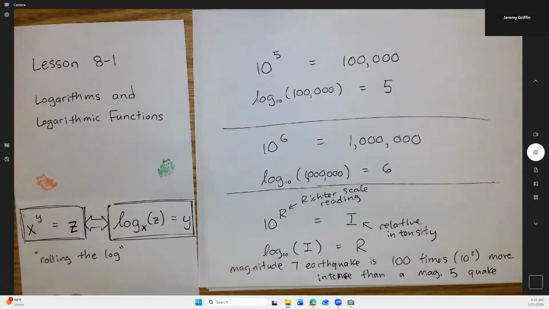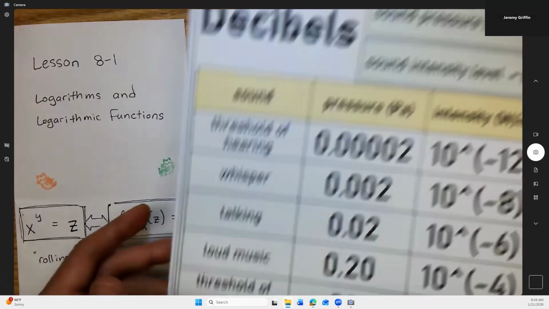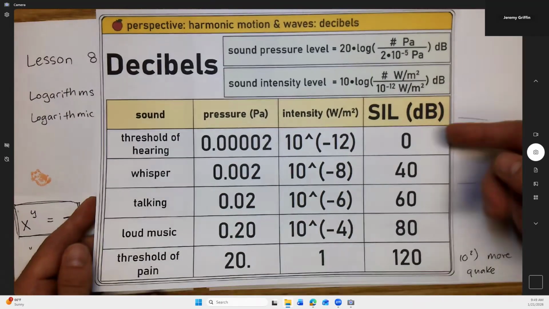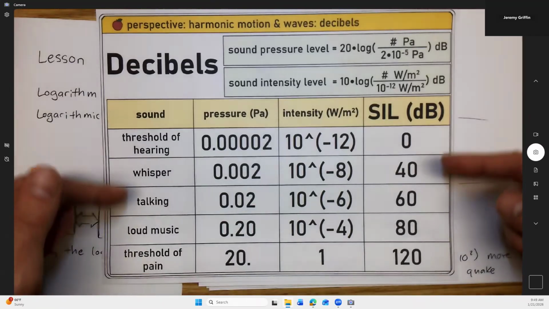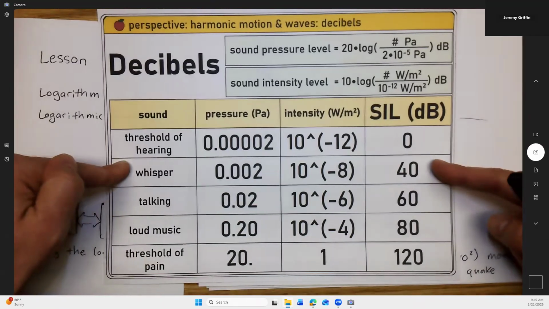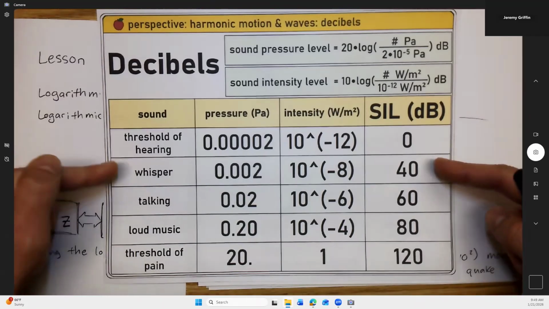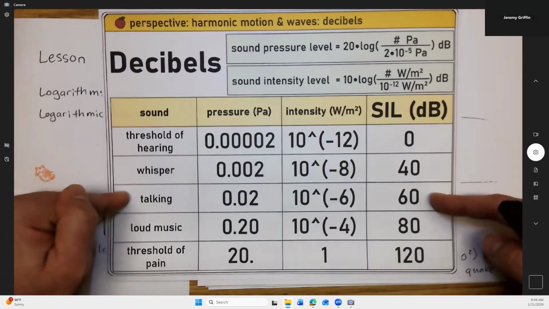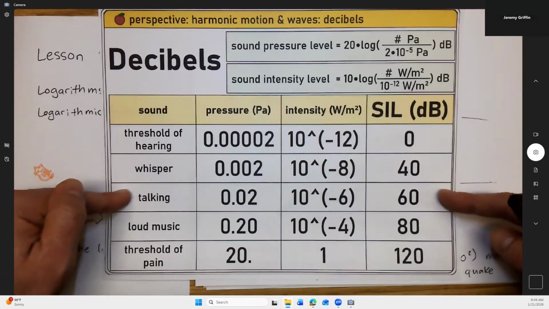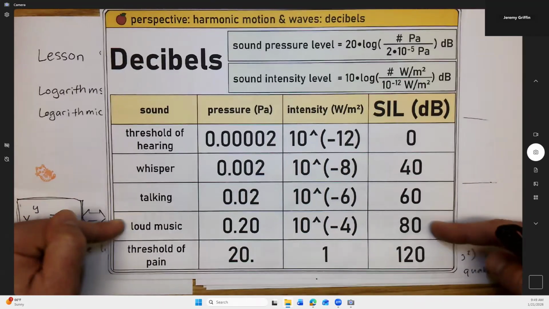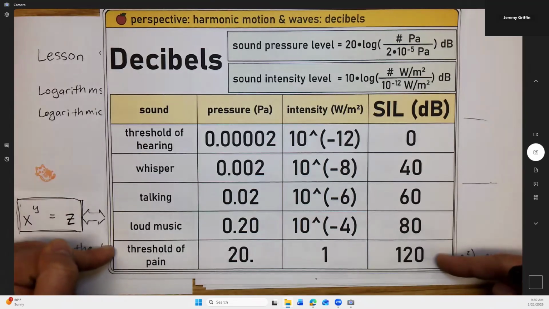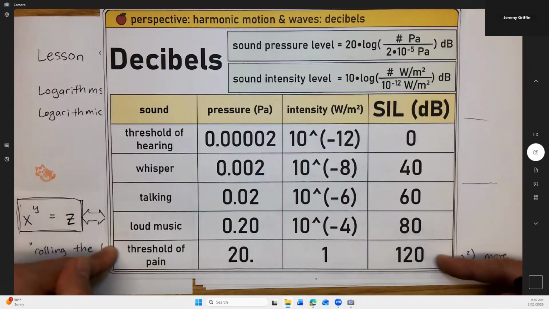Right. Another story example here: decibels to represent sound intensity level. Let's look at how many decibels correspond to these examples. If you whisper to your friend so quietly that no one can hear you except your friend, that's roughly 40 decibels. If you're talking like I'm talking right now, that's about 60 decibels. If you play really loud music, that's like 80 decibels. And the threshold of pain, where the air pressure is about to tear your eardrums apart and cause permanent damage, is like 120 decibels.